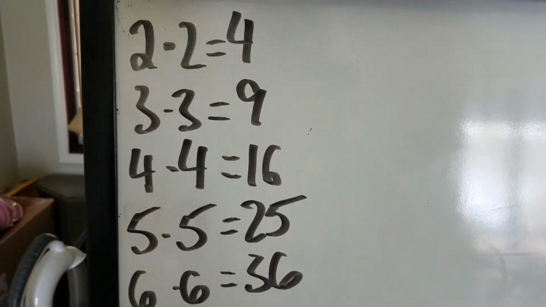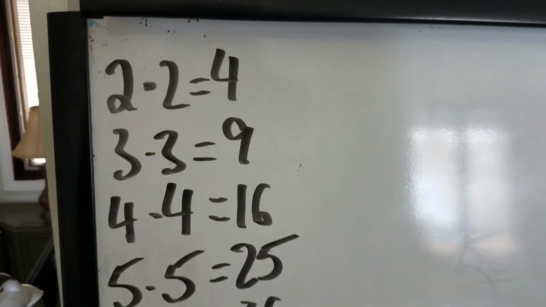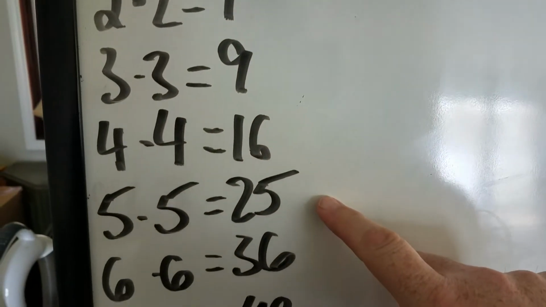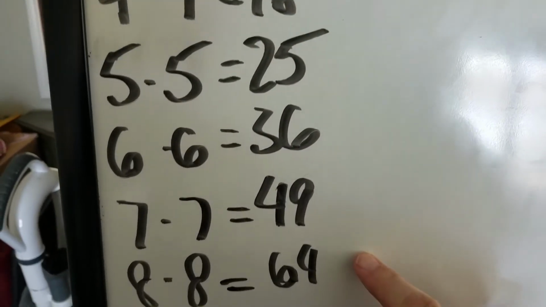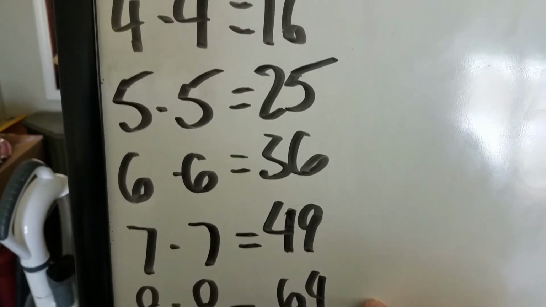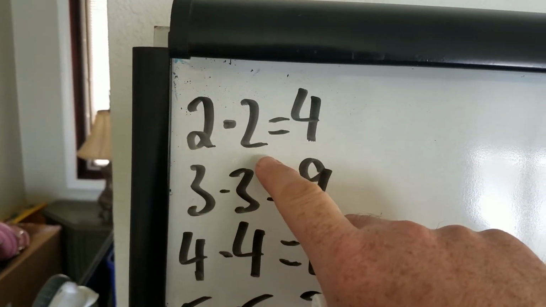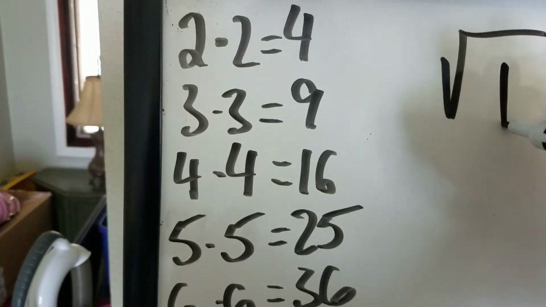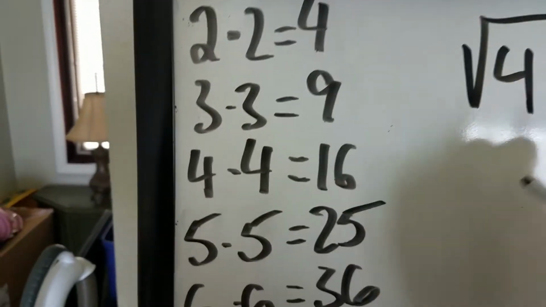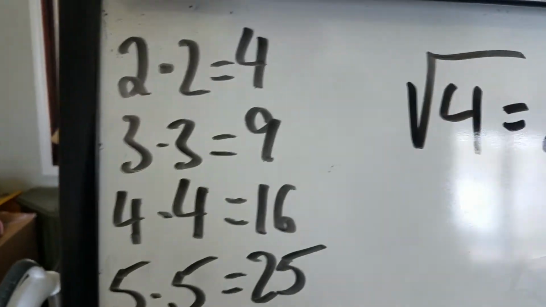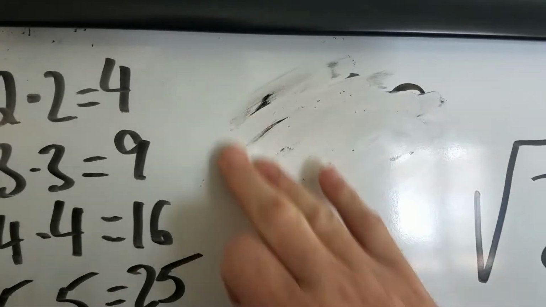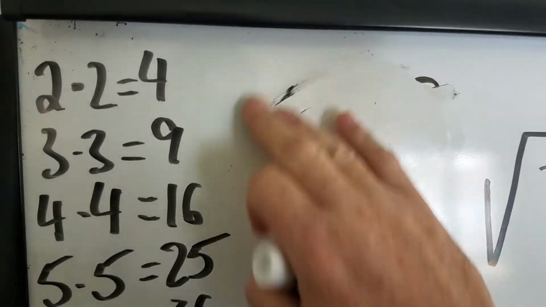Okay, so once again, these are perfect squares: 4, 9, 16, 25, 36, 49, 64. What do I mean by that? Well, 2 times 2 makes 4. So if you took the square root of 4, the answer would be nothing more than 2. Okay? So those are perfect squares. What number times itself? Boom.